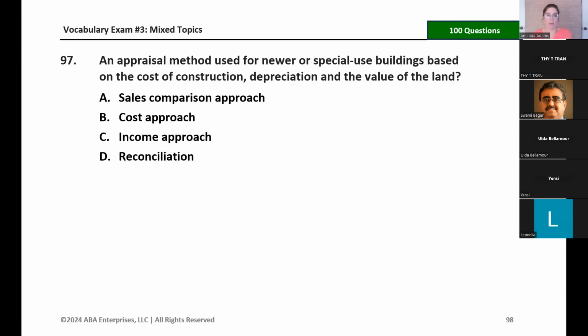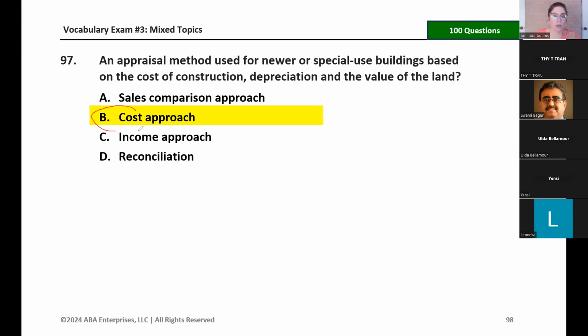97. What is an appraisal method used for newer or special use buildings based on the cost of construction, depreciation, and the value of the land? Guys, that's called the cost approach. Remember, there's 3 approaches to value.